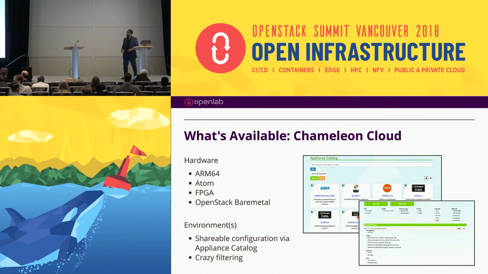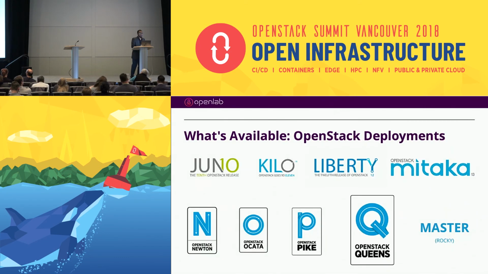All right, so again, what's available for Chameleon Cloud is ARM64, Atom, FPGA, OpenStack Bare Metal. The application catalog, there's crazy filtering. I'm not sure if you can see that slide, but again, you can get down to what type of network card, who's the manufacturer of the network card for these devices, because I want to try out some network card specific tests.